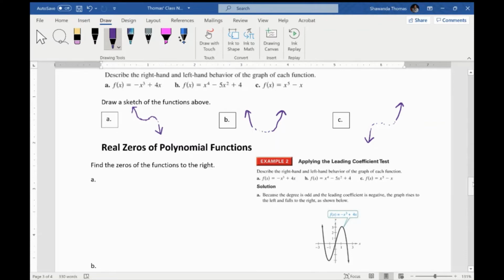So we're going to start with A again. This f of x equals negative x cubed plus 4x. How do we find zeros of a function? Set it to 0. Yep. So we're going to set the function to 0. So I'm just going to set negative x cubed plus 4x equals 0. And we have to solve. So what's the next step?